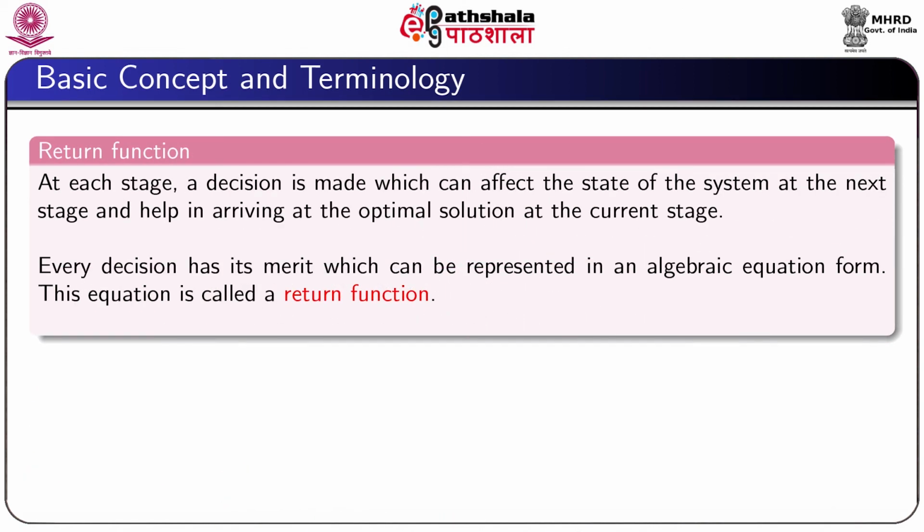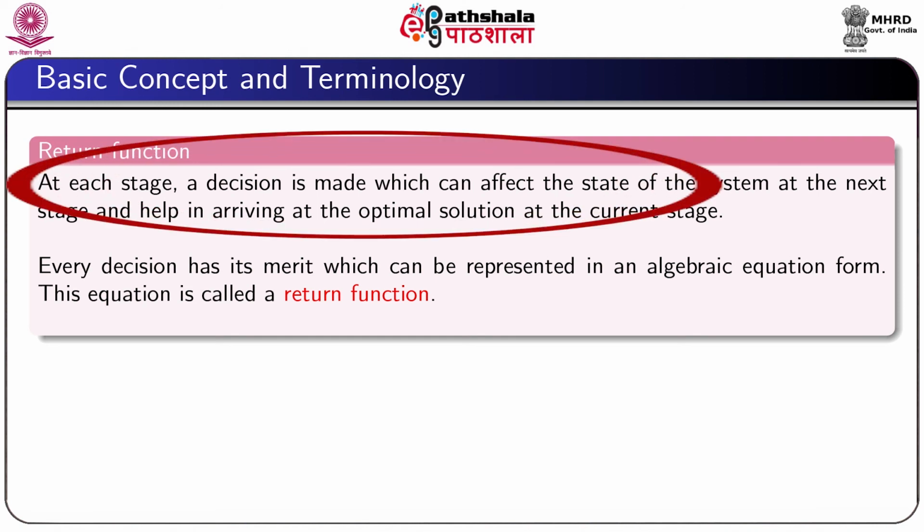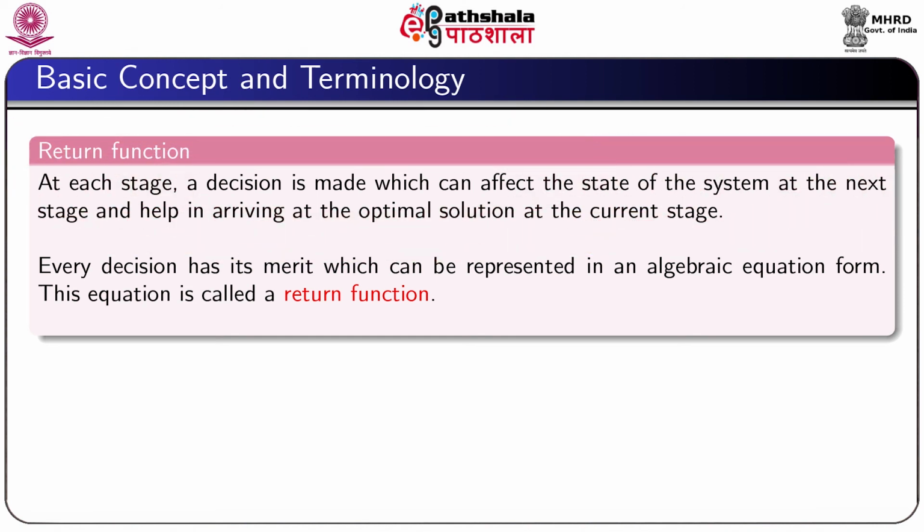Return function. At each stage, a decision is made which can affect the state of the system at the next stage and help in arriving at the optimal solution at the current stage. In fact, every decision has its merit, which can be represented in an algebraic equation form, and this equation is called a return function. The return function generally depends on the state variable and the decision made at a particular stage.